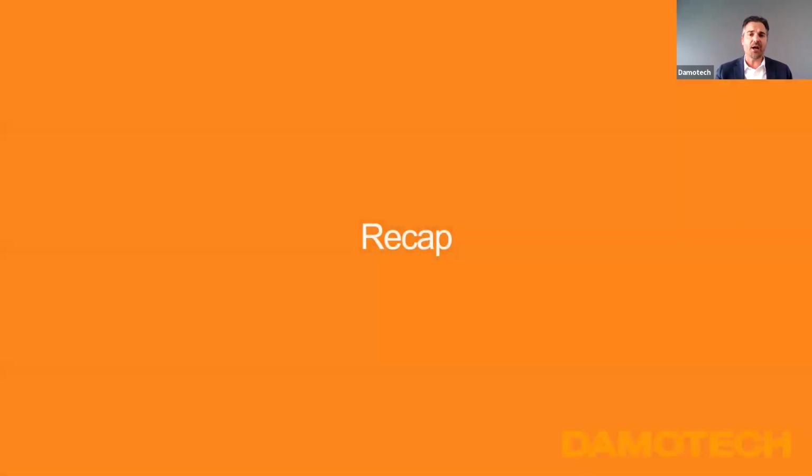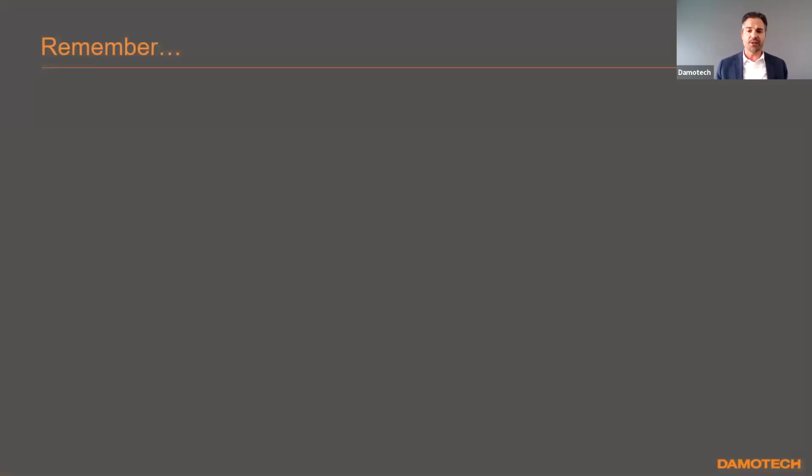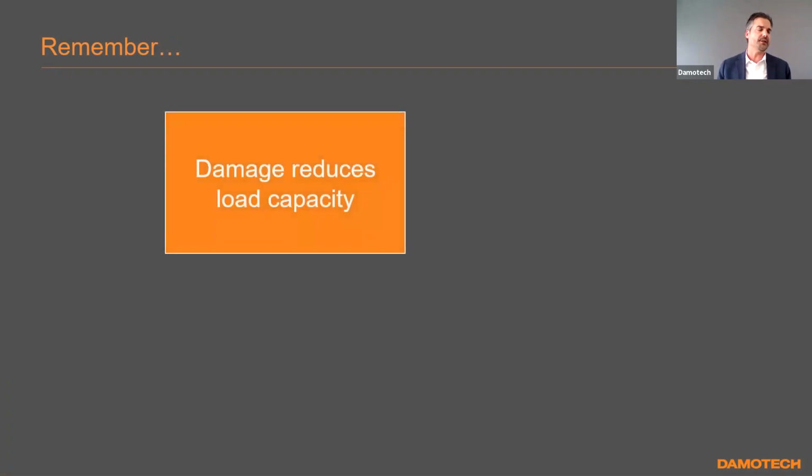So that really recaps our webinar. If I was to summarize a couple of things, we've gone through a lot of material, but remember these key points. Number one, don't forget, damages and issues on racking, especially when compounded, will reduce your load capacity. And again, when we look at these rack collapses, a lot of times load capacities can be the source of the issue.